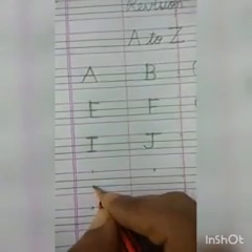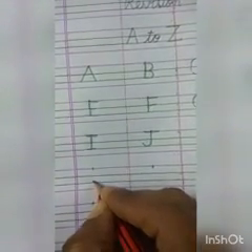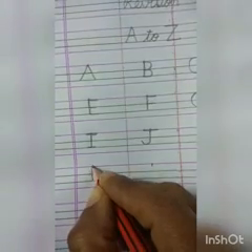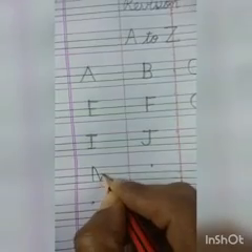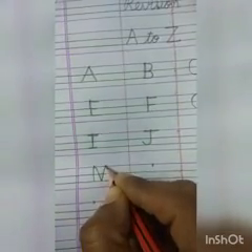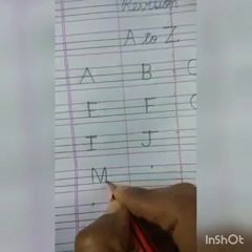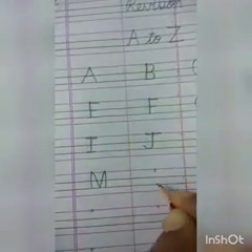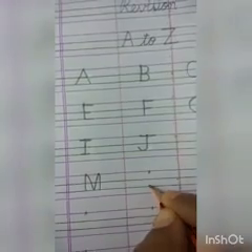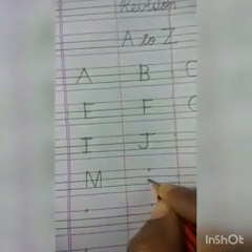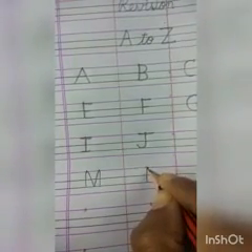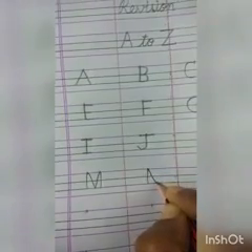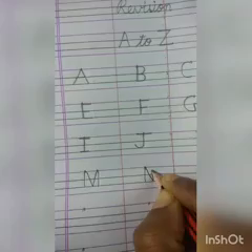How to write? Start from the third line, go upward, then come downward, then again go upward till the first line, then again go downward till the third line. This is letter M. And how to write letter N? Start from the third line, go upward, touch the first line, then come downward, make a slanting line, then again go upward and make the standing line.